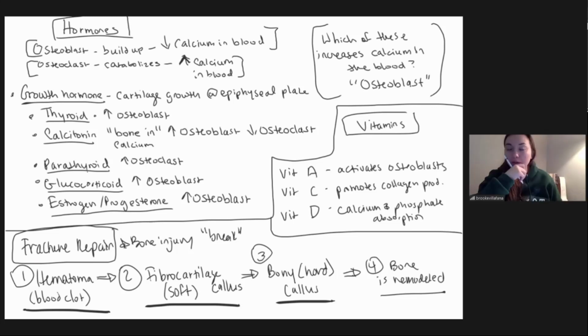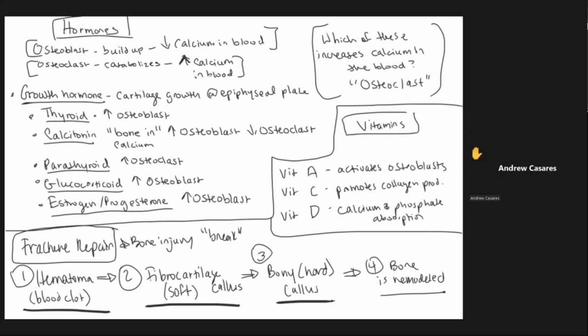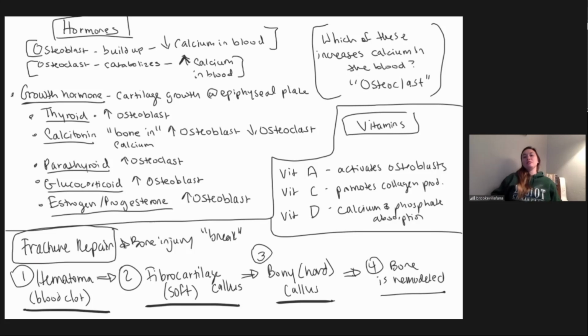You know, that is a great question. I think it's because I was just talking and didn't read it correctly. Osteoclast would be right. And then if it said the reverse, which of these decreases calcium in the blood, it would be osteoblast. Good catch. My point there is just to make sure you know how it might be worded on the test, but I did just write that wrong. So sorry about that.